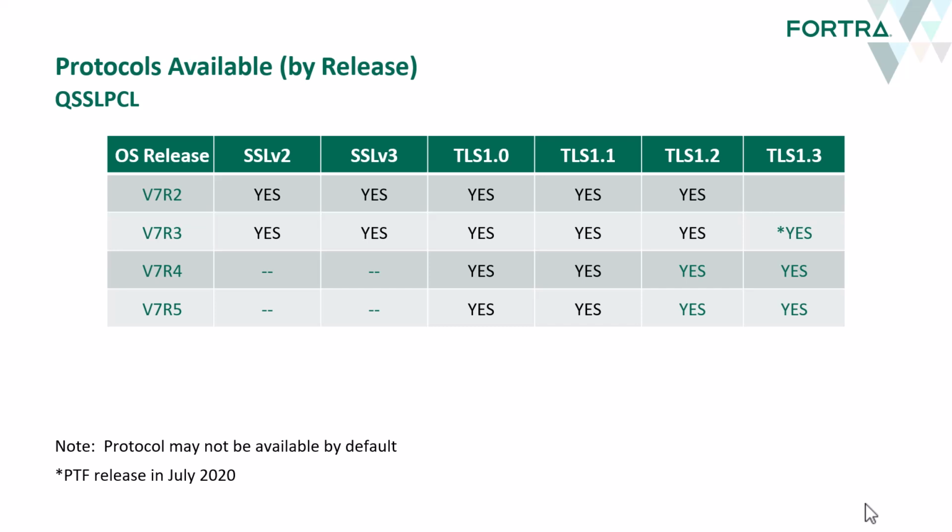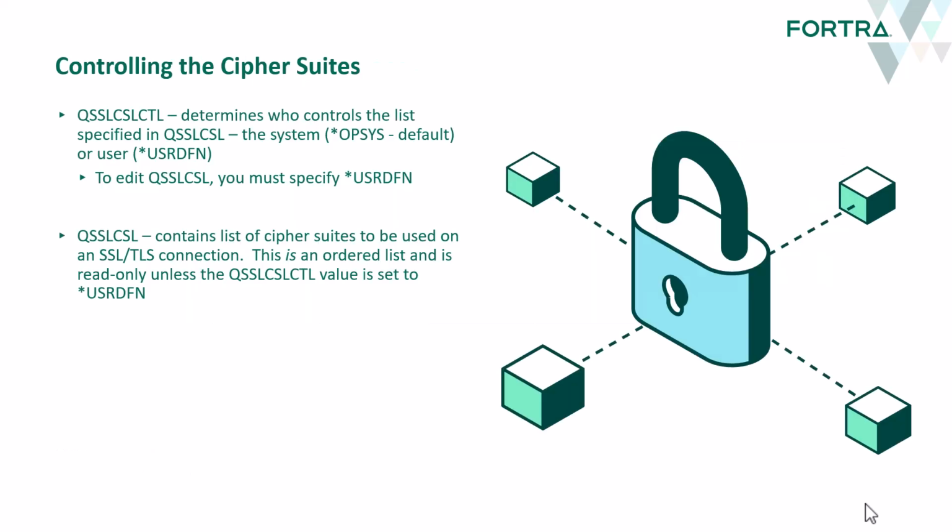At v7r4 and v7r5, the default values for protocols are TLS 1.2 and TLS 1.3. TLS 1.3 was back leveled to be available at v7r3, but the defaults at v7r3 are SSL v3, TLS 1.0, and TLS 1.1. So you will have to manually introduce TLS 1.2 or 1.3 into those environments if you're on an older OS. Now, to go along with these protocols, you also have the cipher suites.